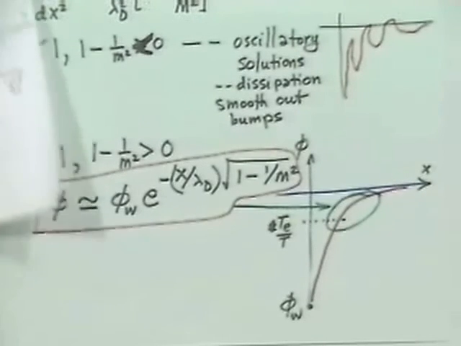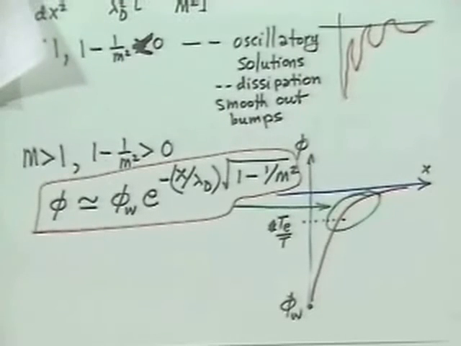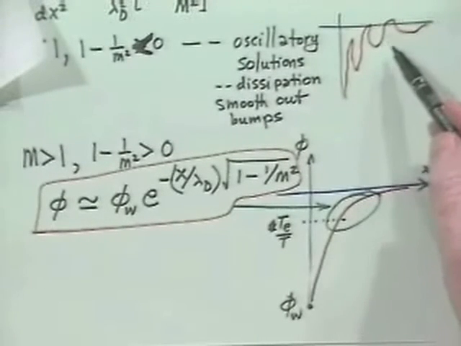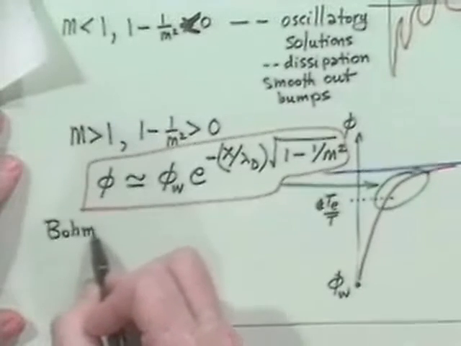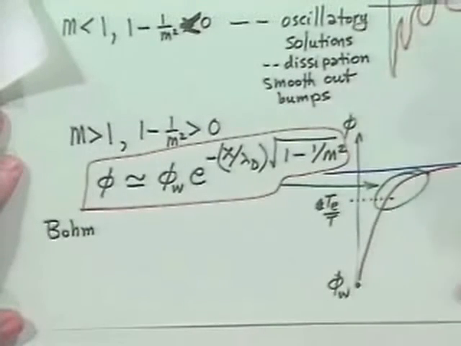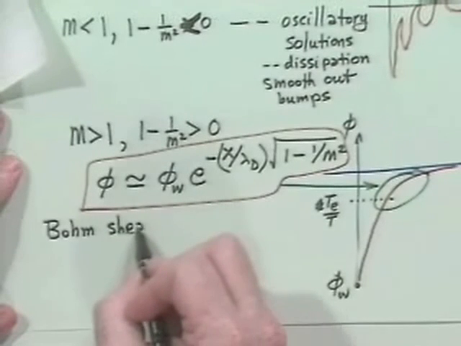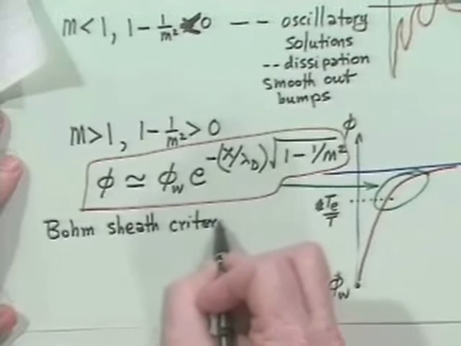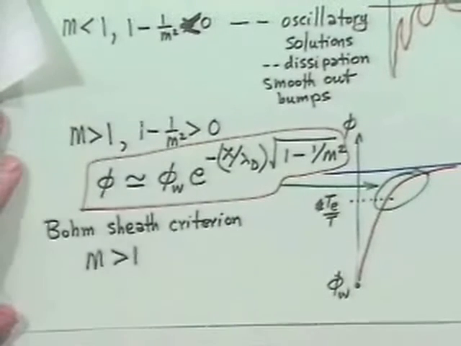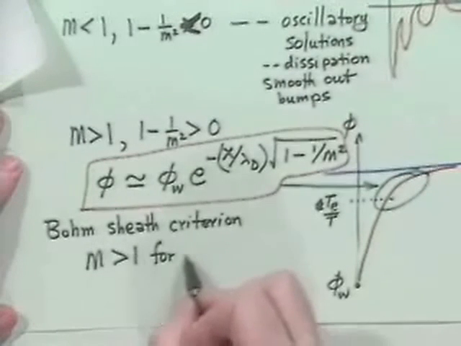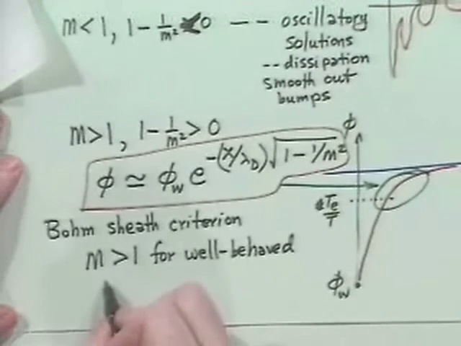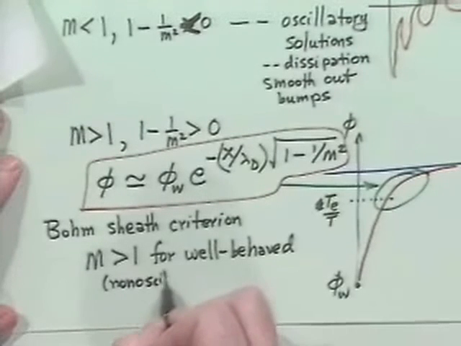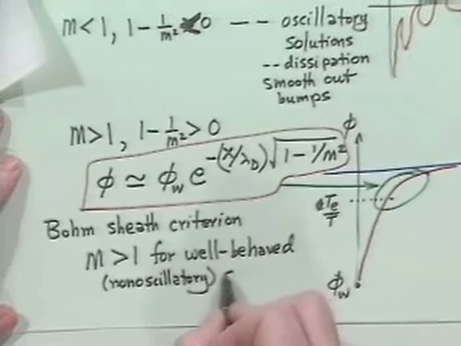However, one of the key aspects is that if you now ask, what's the condition for having a well-behaved sheath, namely not the oscillatory one, you end up with a criterion called the Bohm sheath criterion, which is that the Mach number of the ions coming in is greater than 1. So this is the Bohm sheath criterion: Mach number greater than 1 for well-behaved, non-oscillatory solutions.